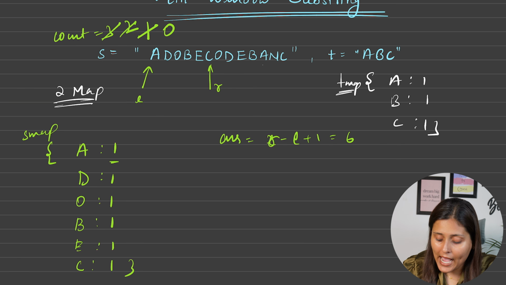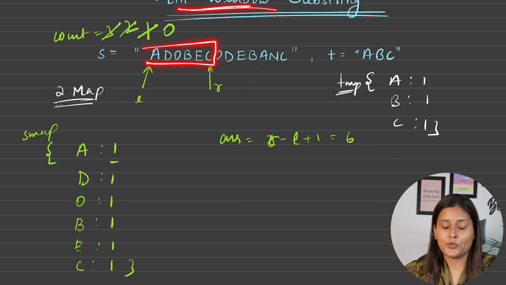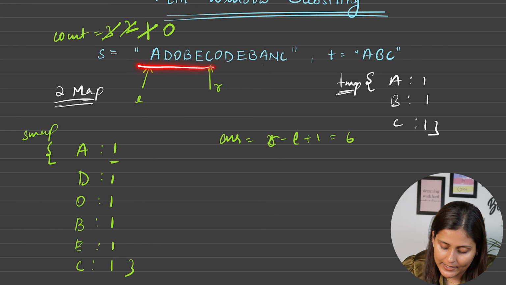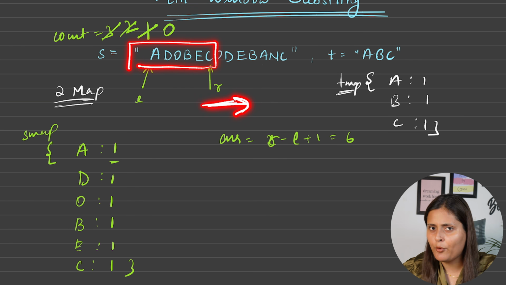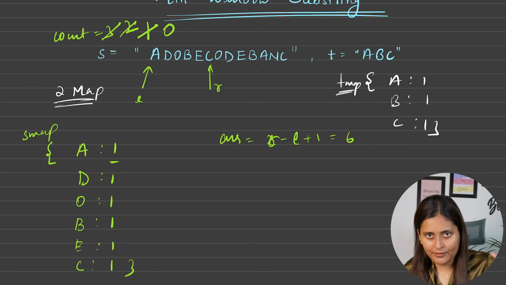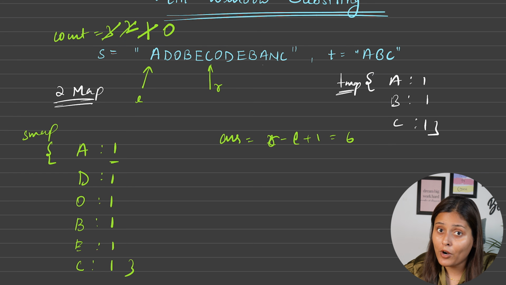Okay. But as we have to give the minimum window substring, of course this length is valid. Do you think we should move our right pointer ahead? No, because if we move our right pointer ahead, we will get a longer length, but we want a shorter length. So what do we have to do? Definitely we should shrink here.